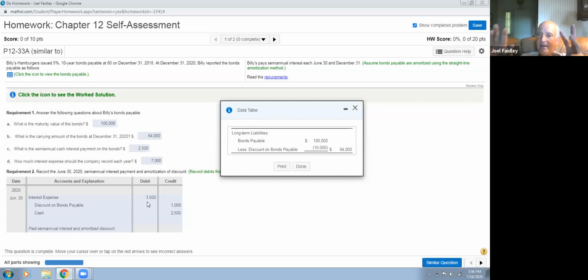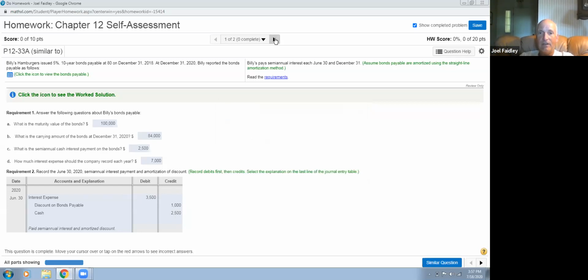And again, interest expense is your plug number. That's one of the keys in accounting. You've got to know what the plug number is. Don't sit there and grind your wheels trying to think, how do I calculate interest expense? Well, you don't. If I know what my cash payment is and I know what my amortization is, then interest expense is the difference, because debits must equal credits. All right.